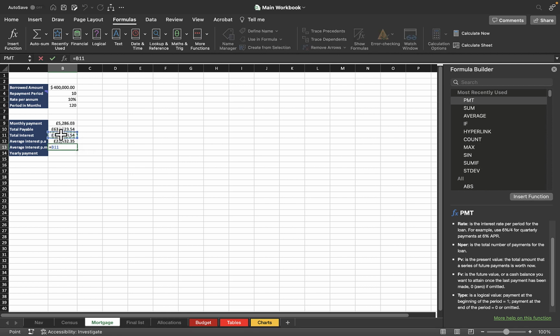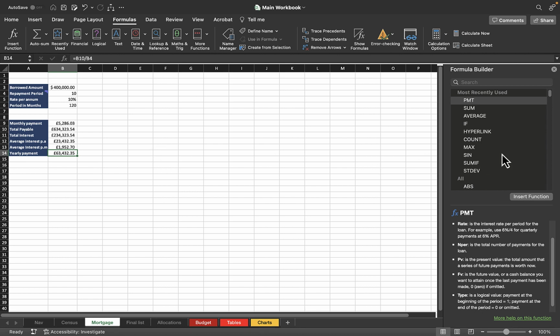Then the interest per month. There are many ways to do that. We can take the average interest per annum and divide by 12, and we get it per month. Or the other way is to take the total interest and divide by 120 total months. We still get the same answer. Then the yearly payment amount: we take the total payable divided by the number of years. This is the payable, that is the principal plus the interest.